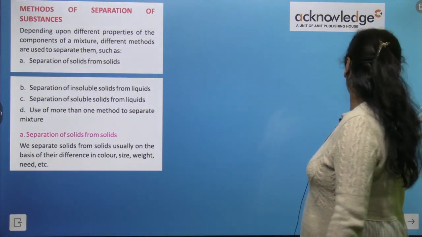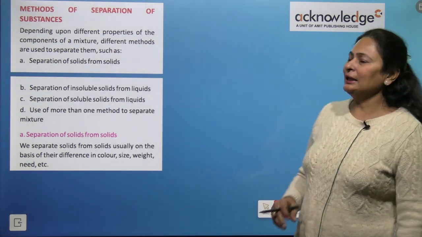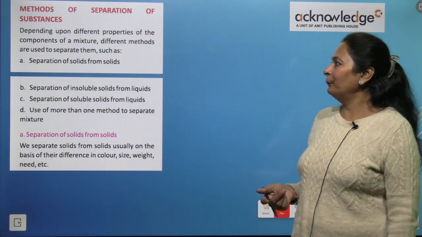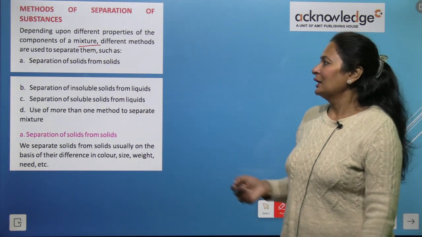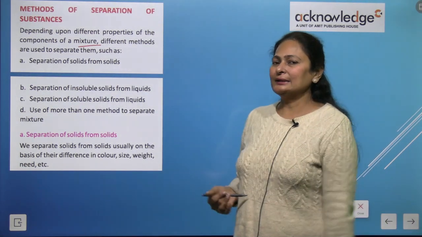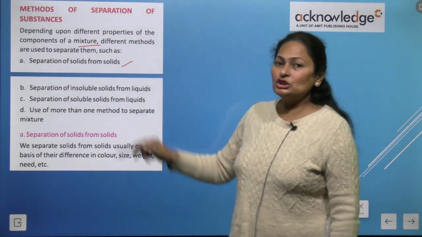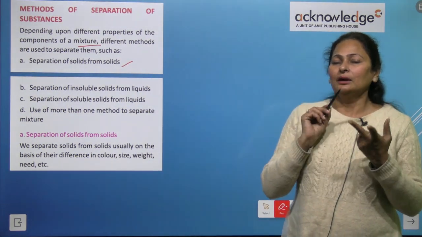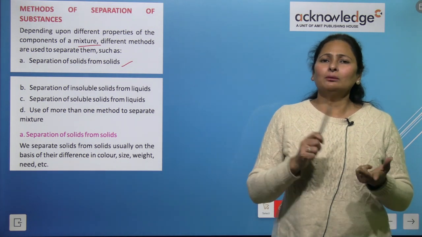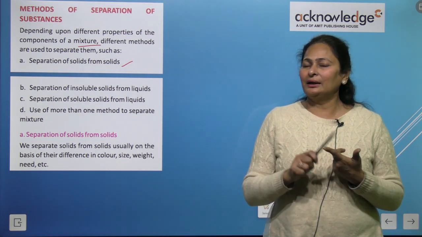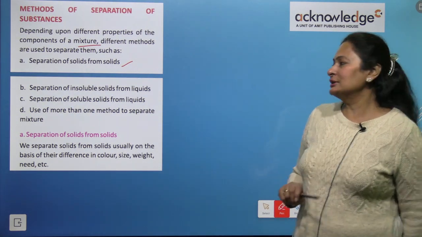So let's see the methods of separation. Depending upon different properties of a component or mixture, different methods are used. So broadly it is grouped into four. What? Separation of solid from solid. Some solid substances are mixed, right? Two or more substances can be there, but they are solid. So you can separate. You have different methods of separation.